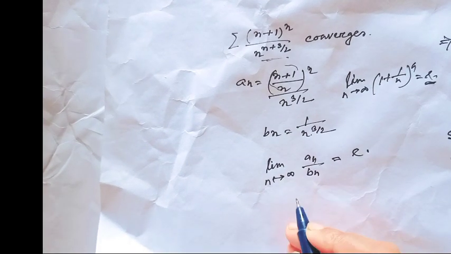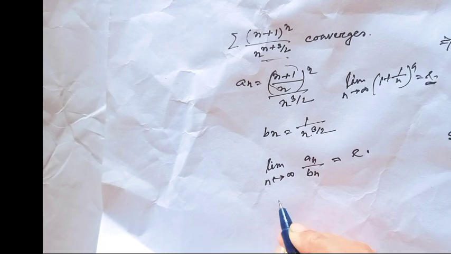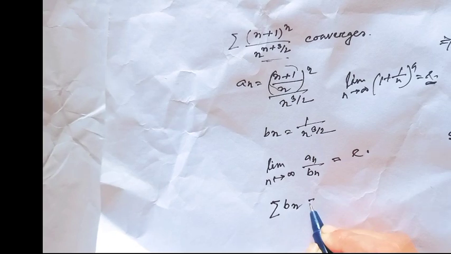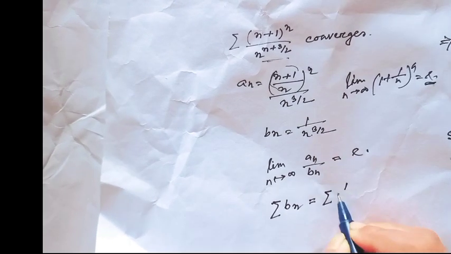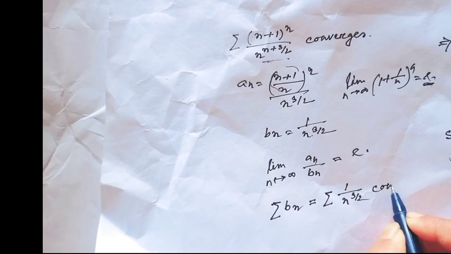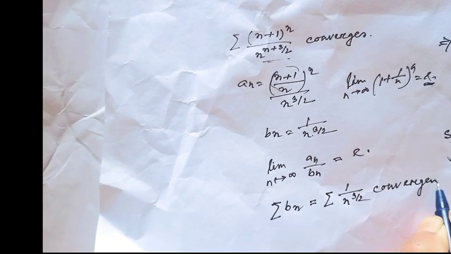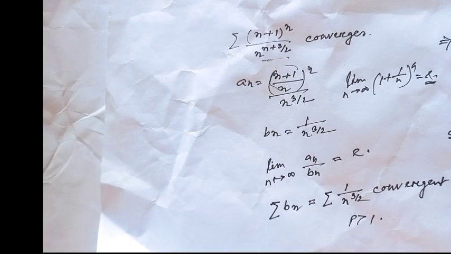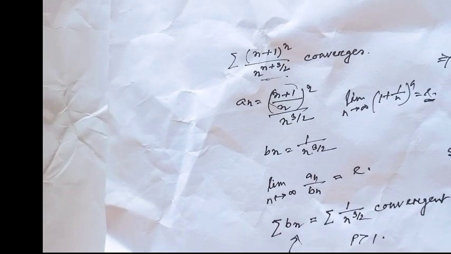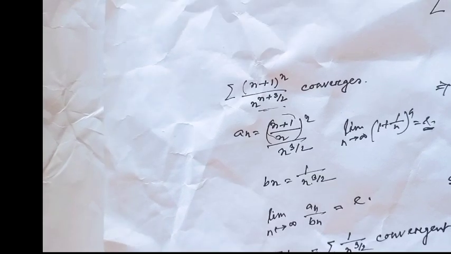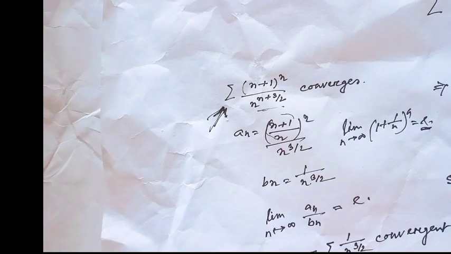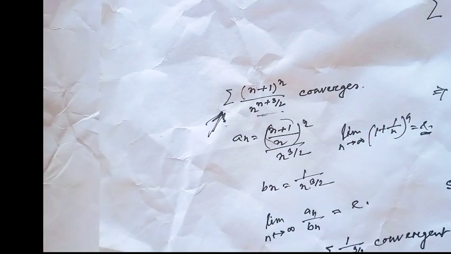Okay, I hope all my viewers have understood this. And since the series bn, that is the series 1 over n to the power 3 over 2, is obviously convergent because here p is greater than 1, and since bn is convergent, that implies our given series an is convergent. Okay.